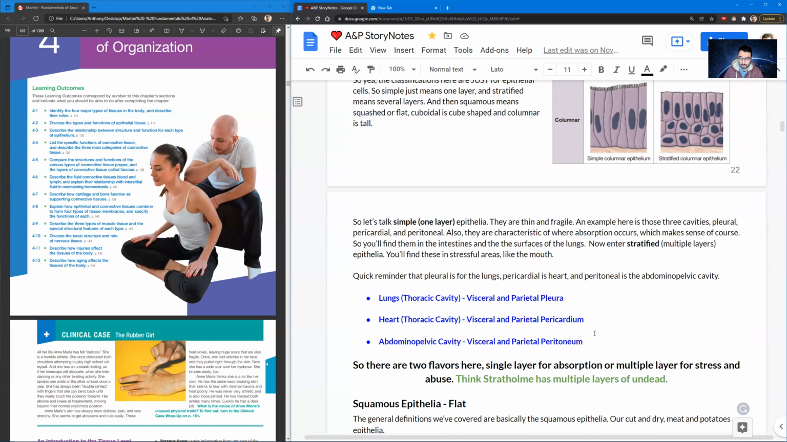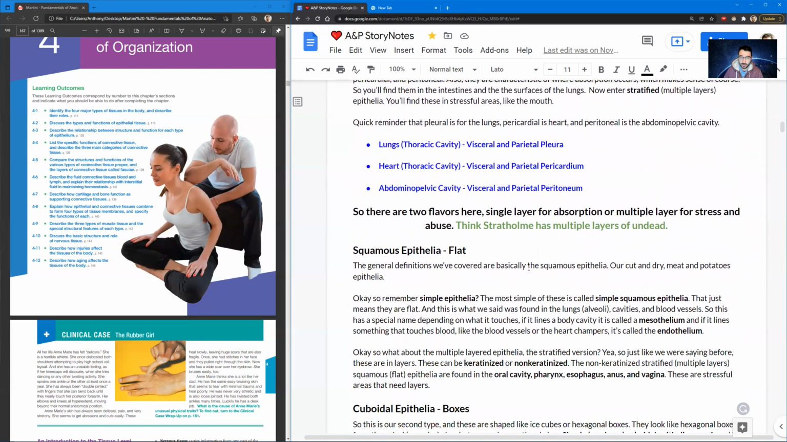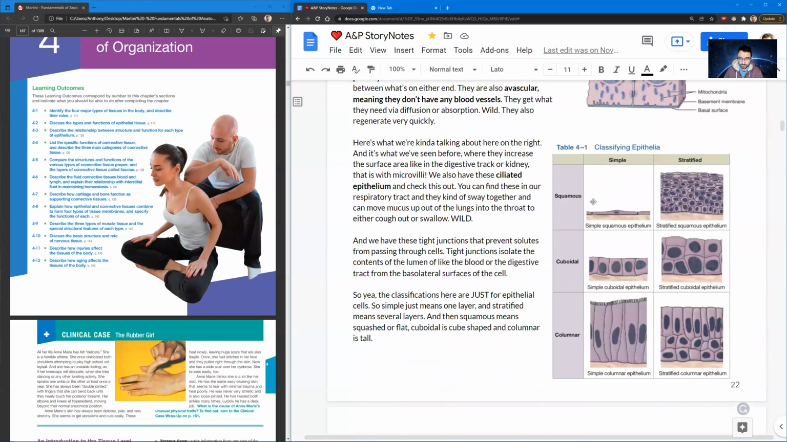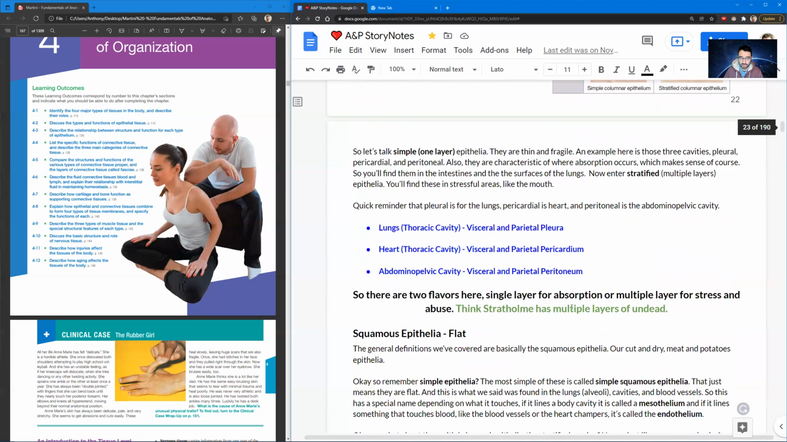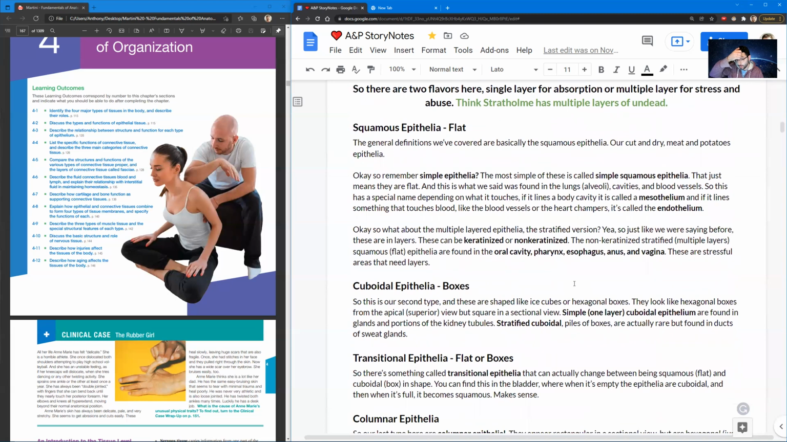Pericardial is heart, peritoneal is in the abdominopelvic cavity, and pleural is in the lungs. All right. So again, there are 2 flavors here: single layer for absorption, or multiple layer for stress and abuse. All right. So the first one here, squamous epithelia, which squamous just means flat. Again, so simple squamous epithelial, so single layer flat.